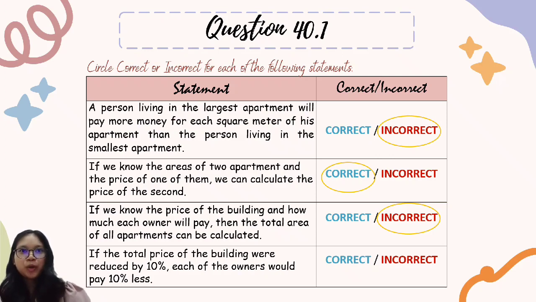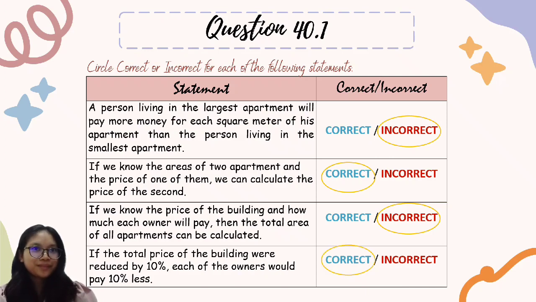Next, the fourth statement: if the total price of the building were reduced by 10%, each of the owners would pay 10% less. Correct or incorrect? The answer is correct because of the assumption that each owner's payment is proportional to the size of their apartment. Thus, a 10% reduction in the total price reduces each owner's contribution by 10% while still maintaining the proportionate payment corresponding to the size of their individual apartment.